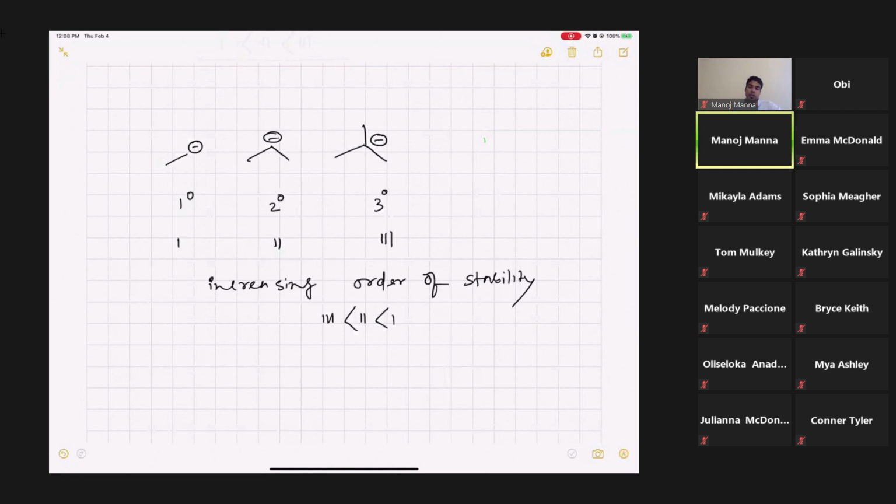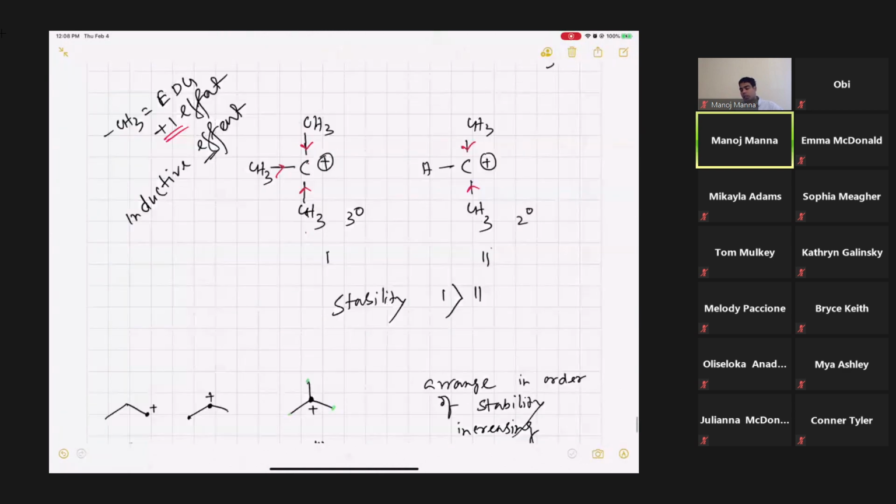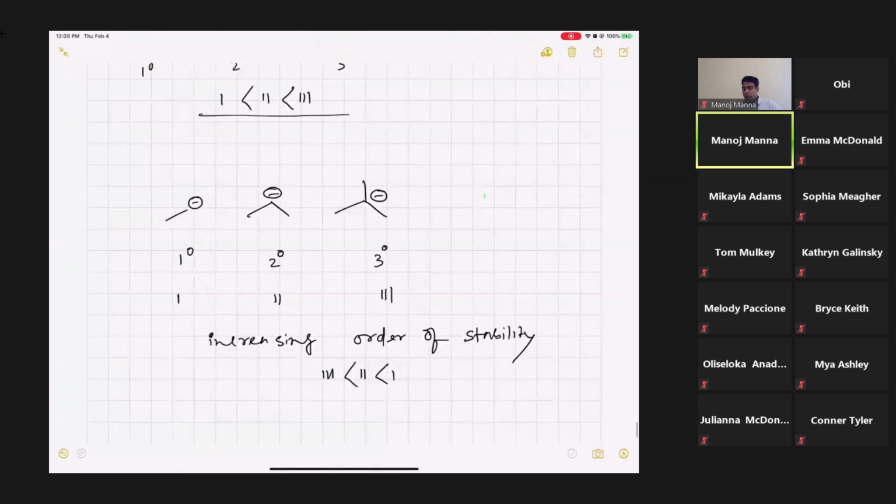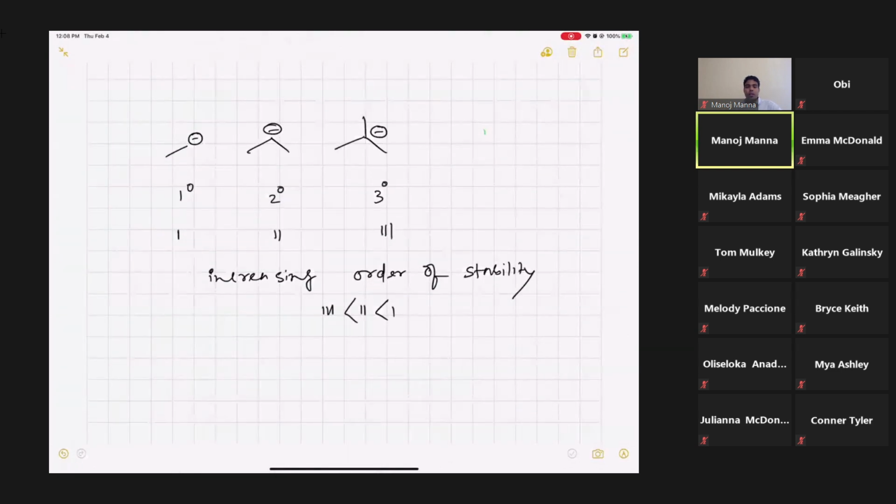And now what's the explanation? Okay, the previous case we understand. Manoj, you said the methyl group has a plus I effect. That's why the positive center carbon gets electron density from the neighboring carbon, so it can minimize its deficiency. But how about the carbanion instability? How will you explain?